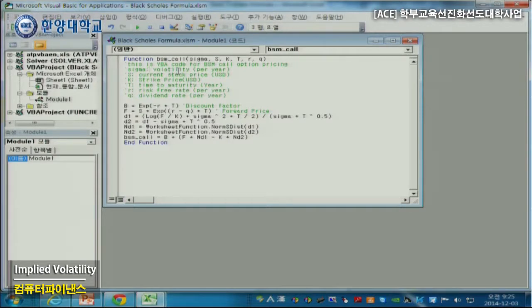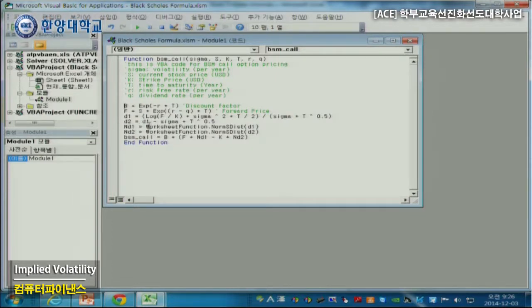So sigma is volatility per year. S is the current stock price in USD. K is the strike price in USD, T is the time to maturity in years, R is the risk-free rate per year, and Q is the dividend yield per year. Then B is the discount factor, which is exp(-RT). And F is the forward price, S times exp((R-Q)T). Then D1 is log(F/K) plus sigma squared T over 2, divided by sigma root T. And D2 is D1 minus sigma root T.